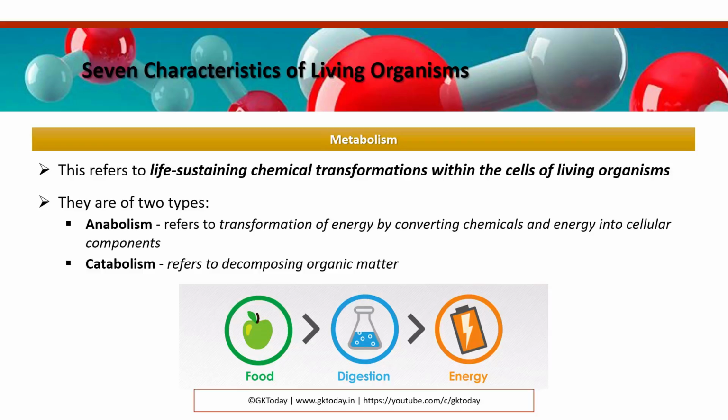There are two types, of course. Anabolism, which refers to transformation of energy by converting chemicals and energy into cellular components. And catabolism, which is decomposing of organic matter. So when we eat food and it gets transformed to fat, that would be anabolism. When the fat gets broken down after say a heavy exercise session and it gets converted into energy, that would be catabolism.